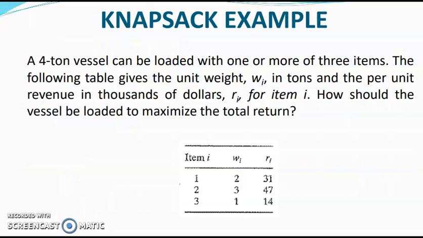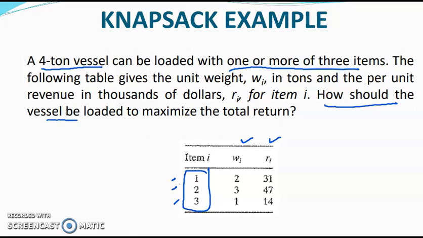Here is an example of a knapsack problem. We have a 4-ton vessel that can be loaded with one or more of 3 items. These are the items that we have: item 1, item 2, and item 3. In this table we are given the weight and also the return or the revenue for each item. Now the question is, how should the vessel be loaded to maximize the total return?